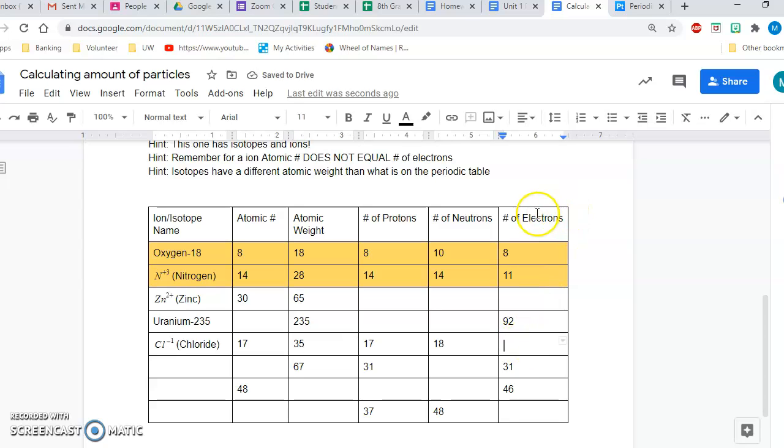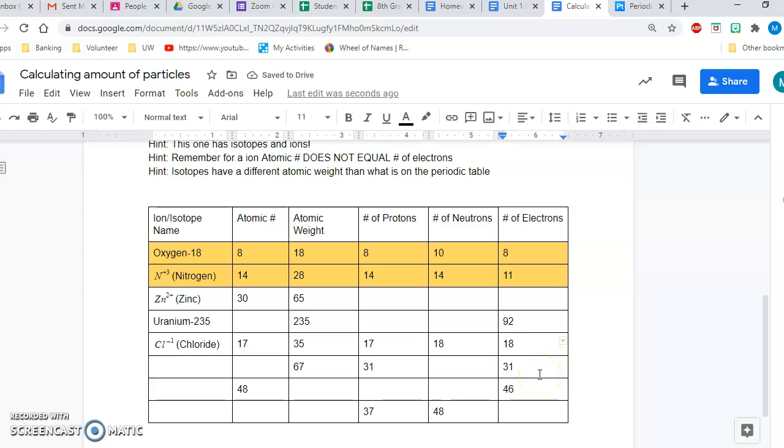And then our last thing is our number of electrons. So we usually have 17, right? Our atomic number is 17. Normally we would have 17 electrons, but chloride has a minus 1, making it an ion. So a minus 1 actually means we gained an electron because of the negative charge of an electron. Anytime our element is more negative than usual, we are gaining electrons. So our correct answer would be 18.